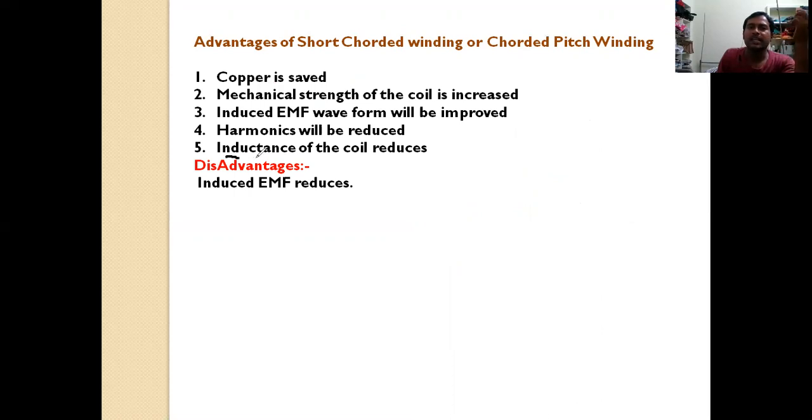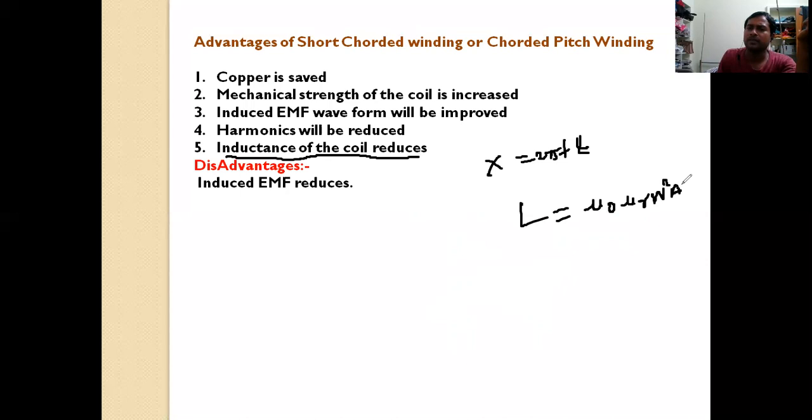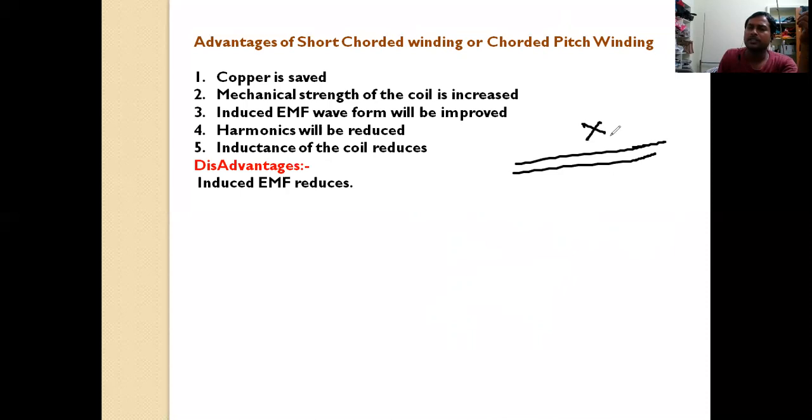And the inductance of the coil is reduced, because inductive reactance X is equal to 2 pi FL, and inductance L is equal to mu naught N squared A by L. So if the length of the wire increases, inductance will increase. If the length of the wire decreases, inductance will decrease. So this depends on the length. We are using short pitch winding, that's why this inductance will decrease.